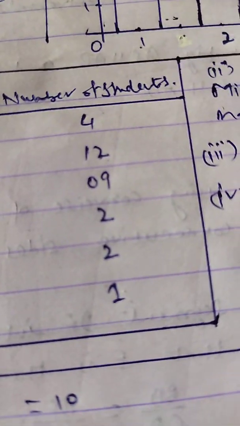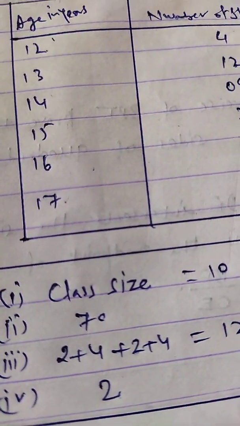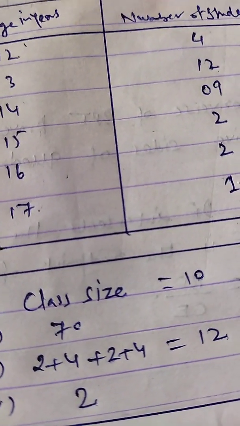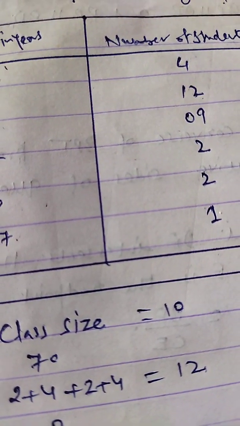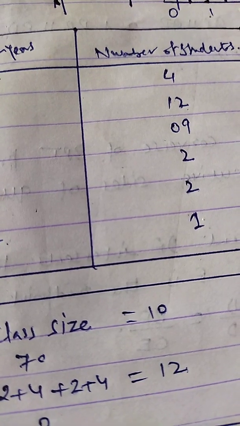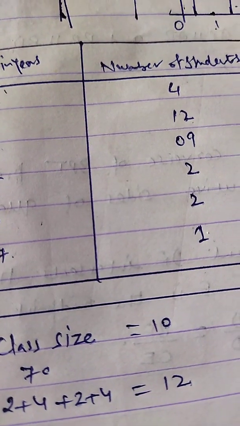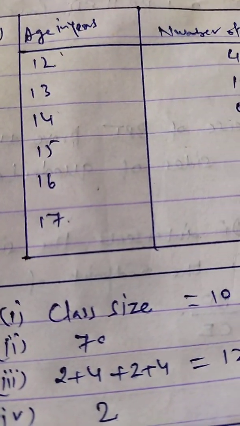Then the last question, that is question number 6 is there. One histogram is drawn, figure is given. The histogram shown alongside depicts the marks obtained by 50 students of a class. Look at the histogram and answer the following. So you have to read the graph.